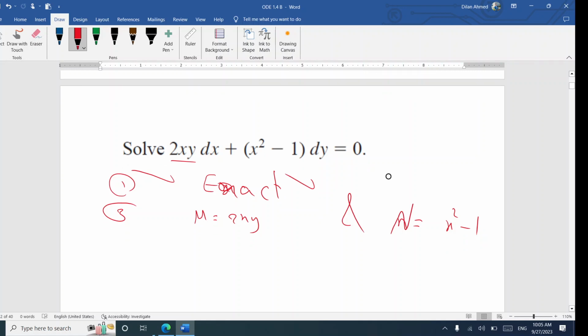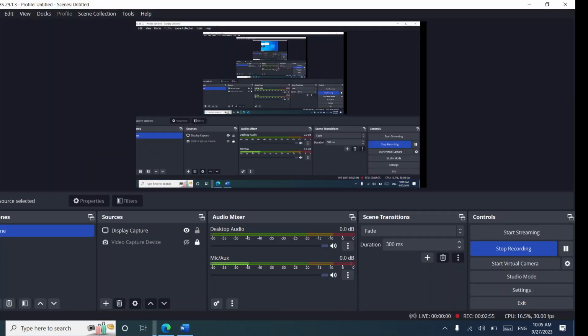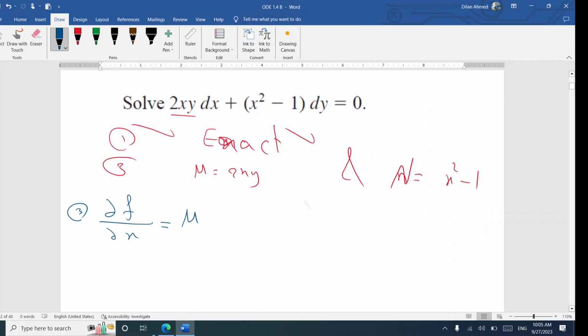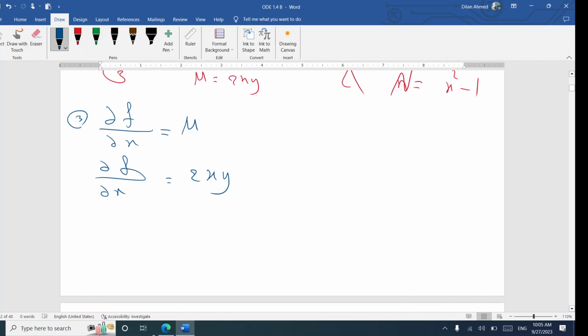This example can also be solved by separable. Good. Now, I say partial f by partial x equals M. You remember that? We have two things, so I'm going to use that one. So I say partial f by partial x equals, where is M? 2xy. Now, to get f, I need to do what? Take the integral, am I right? So I'm going to take the integral for both sides.